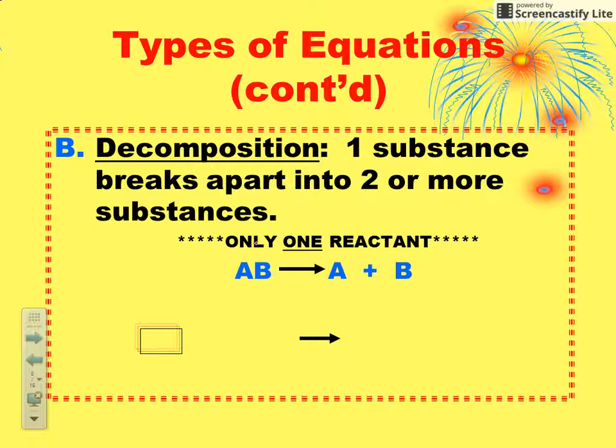Here we have a compound, AB, and it yields A plus B. Notice it broke apart over here. One reactant, and it decomposed or broke apart. You can abbreviate decomposition, decomp, if you would like.